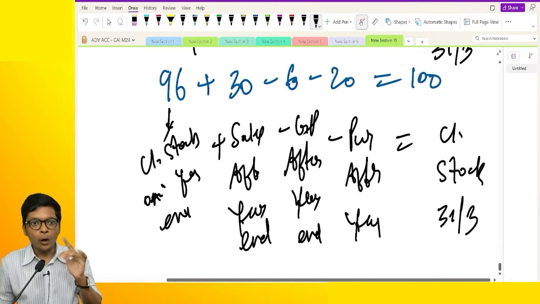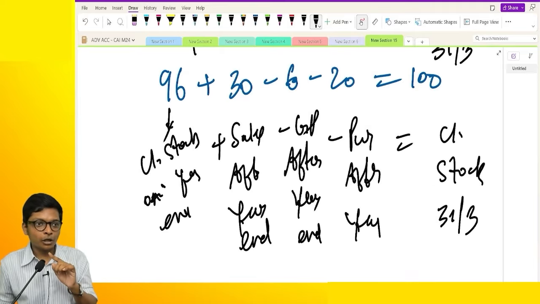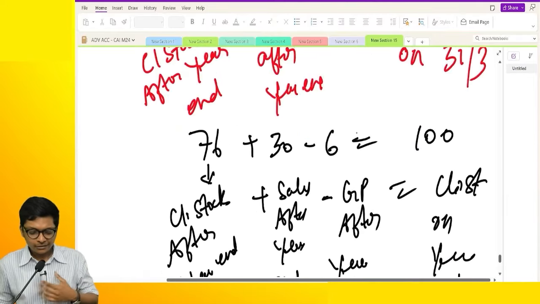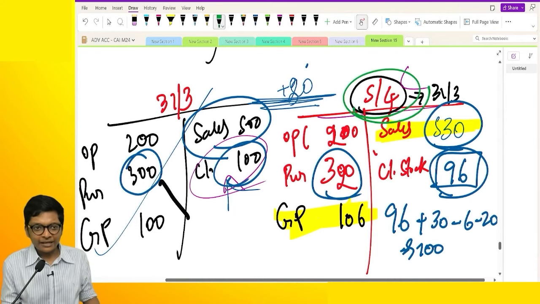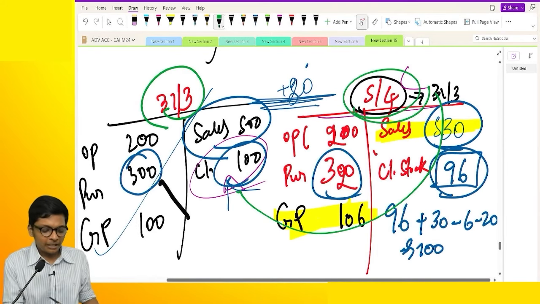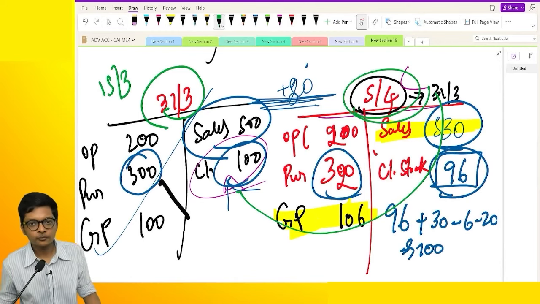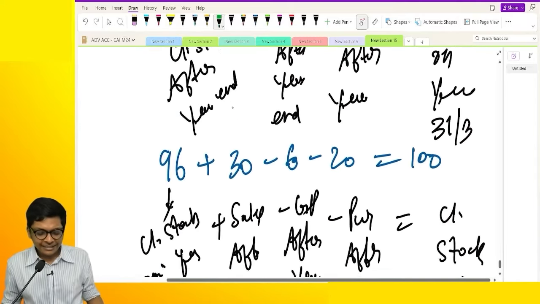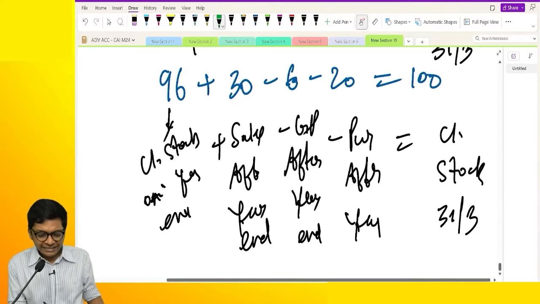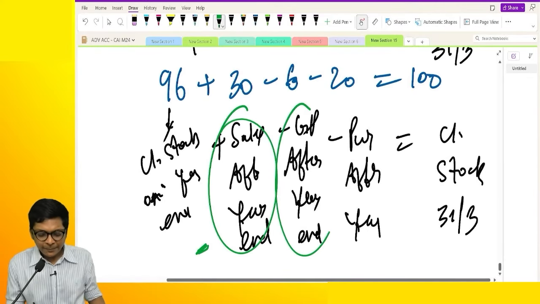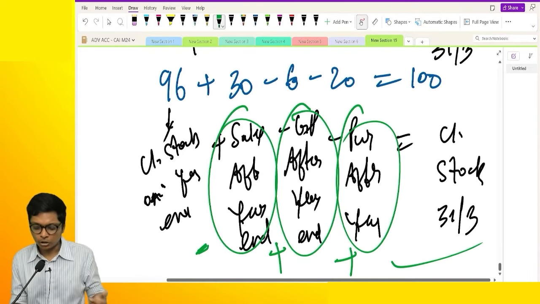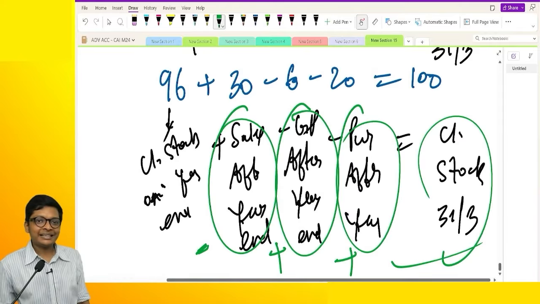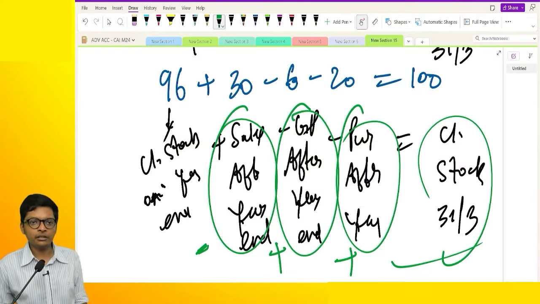Now the opposite. What if closing inventory is done on 15th March? Guys, nothing to worry. See, when done on 5th April, you are coming like this. Instead of 31st March, what if I did it on 15th March? The formula will reverse. Instead of adding sales, minus; instead of minus GP, add; instead of minus purchase, add. You will get the closing stock on 31st March. Correct, guys? So this is the equation.